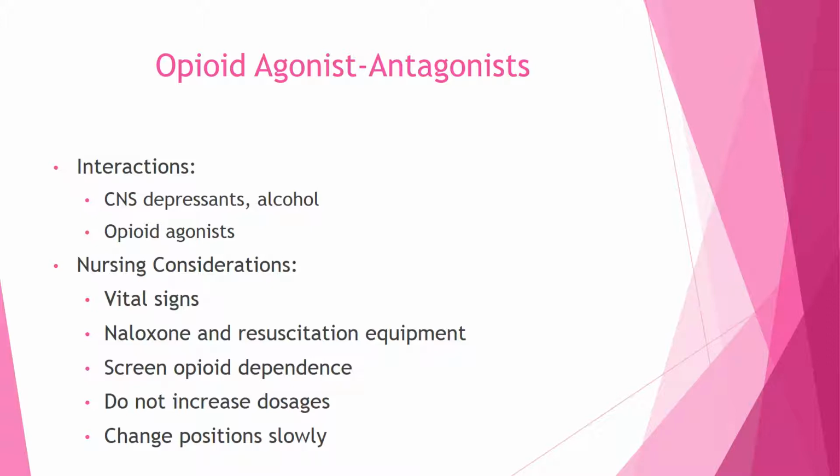Nursing consideration: make sure you keep track of vital signs, especially the respirations. Naloxone and resuscitation equipment at bedside. Well, not the naloxone, but the resuscitation equipment, keep at bedside. Screen for opioid dependency prior to giving them any medications. Do not increase dosages without consulting the provider. And then just remember to tell them to change position slowly to avoid hypotension.